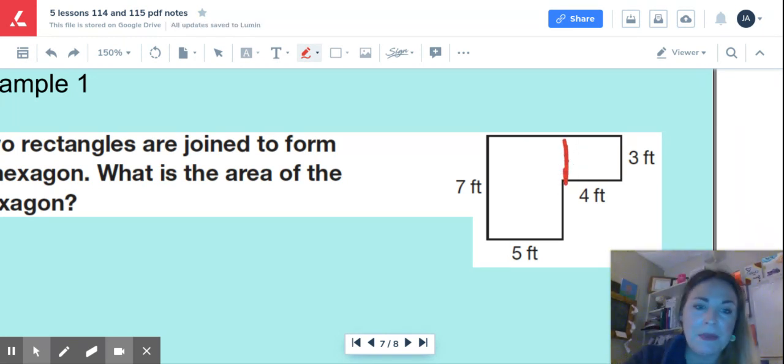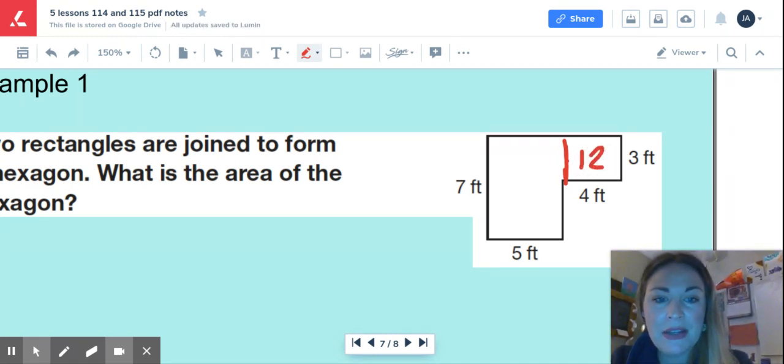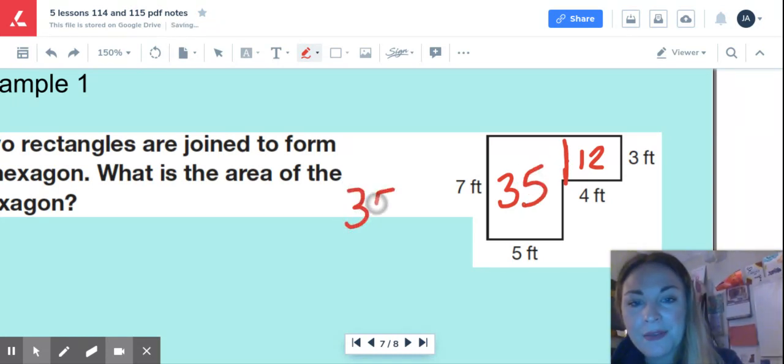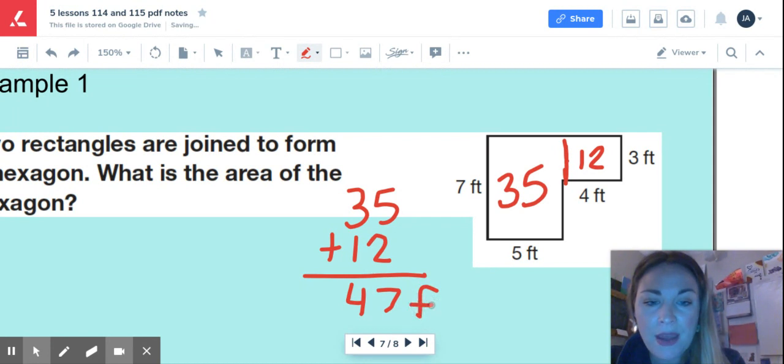Okay, so if I break it up like that, I'm just going to take length times width of the smaller rectangles and add them together. So 4 times 3 is 12. And 5 times 7 is 35. So if I were to add those 2 together, I get 47, and this is area, so I need to make sure I'm mindful of that when I do my labeling. 47 square feet. Easy as that.